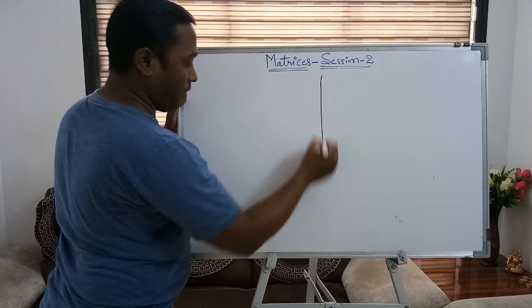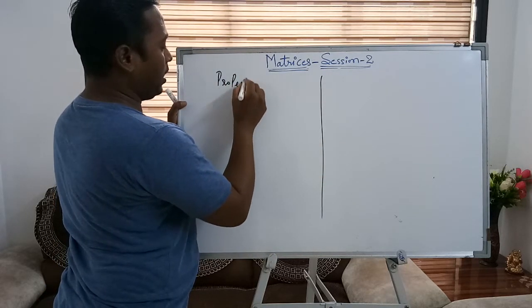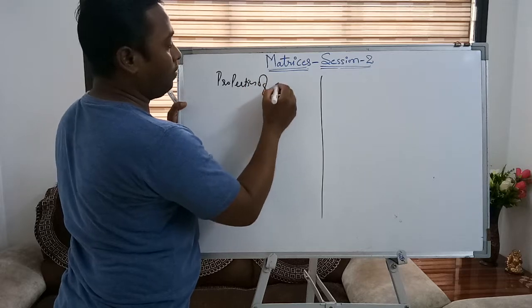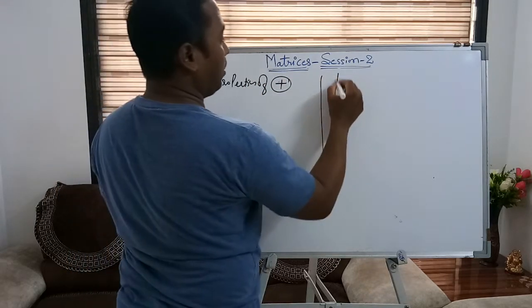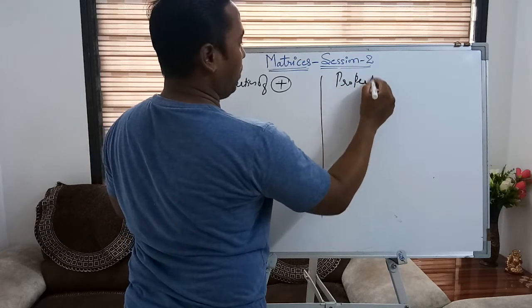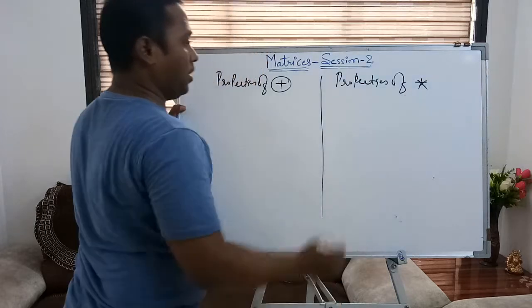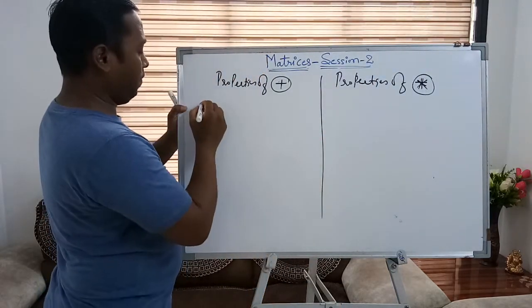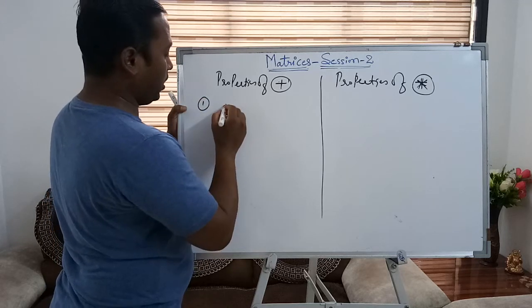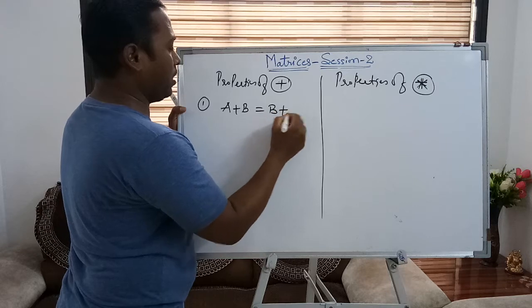Right, I'm just listing out the final topic here. Properties of addition of two matrices. Here the properties of multiplication of the matrices. The first property of the addition is always commutative if they are defined.